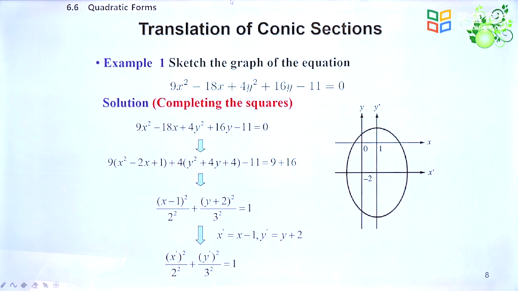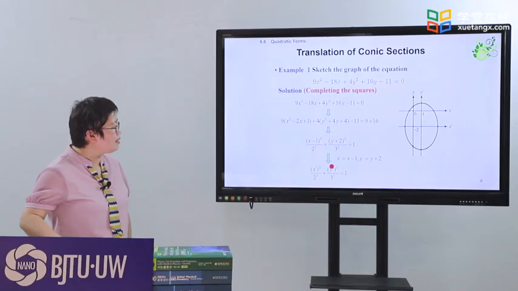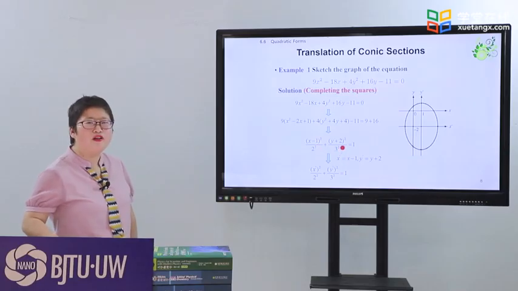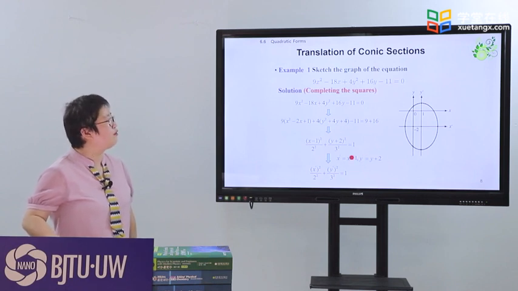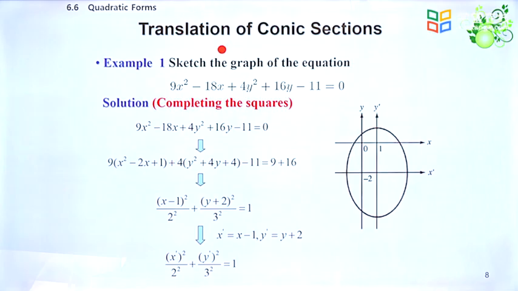So eventually we have this equation. If we define new coordinates x prime equals x minus 1, y prime equals y plus 2, we will get this standard form. So here we use translation to get this general equation to standard form for the conic section.